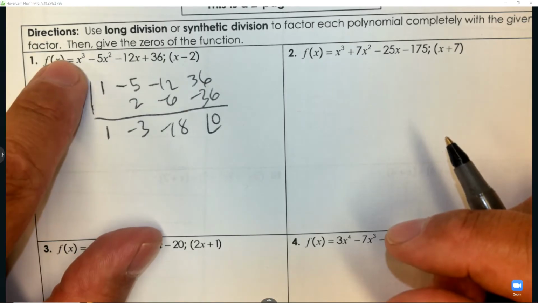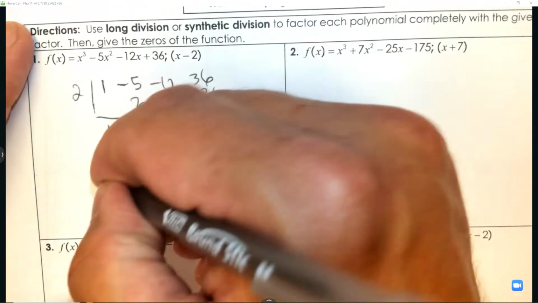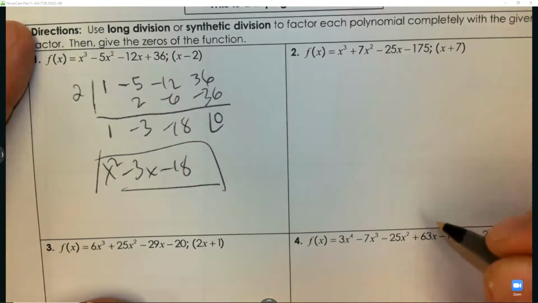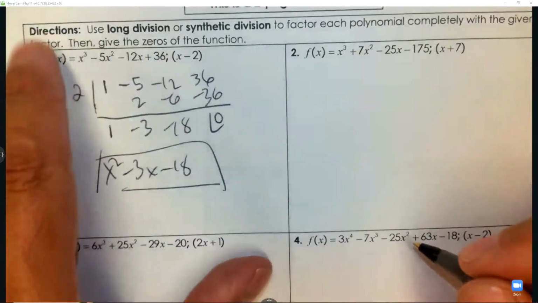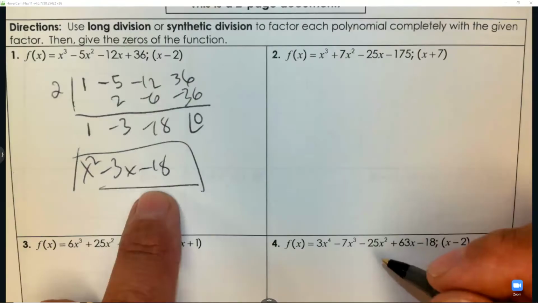X cubed was our dividend, so our answer, the quotient, is going to start with 1 degree less. So this is 1x squared, subtract 3x, subtract 18. Done. I know in the question they talk about factoring and zeros, but this is really the only skill we're working on. Can you divide?